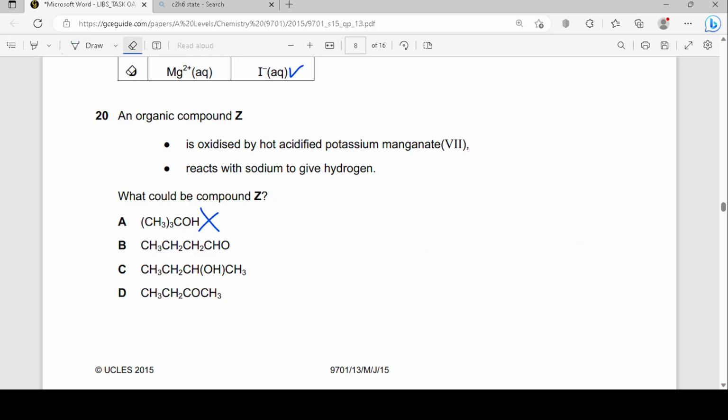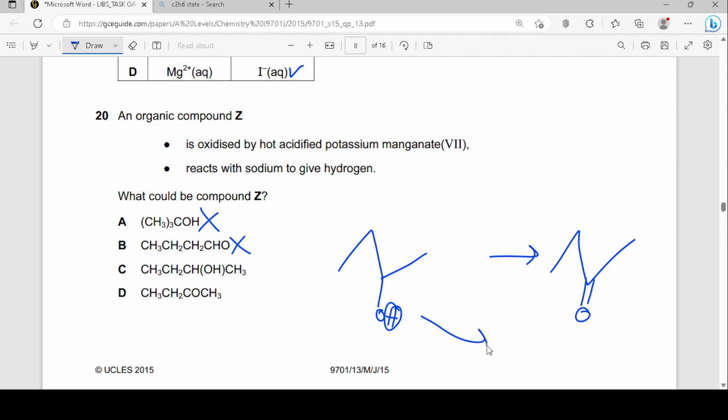So let's look at option C then. CH3, CH2, CHOH, CH3. And then the third carbon has the OH. This is how you draw it. So will it be oxidized by hot acidified potassium manganate 7? Well, it's an alcohol, but it's not a tertiary alcohol, unlike A. Can it be oxidized? Yes, it can. It can be oxidized into a ketone like this. And will it react with sodium to give hydrogen? Yes, because it's OH, so it can become this thing, ONa, right? So definitely this one is right. So C seems to be the correct answer.